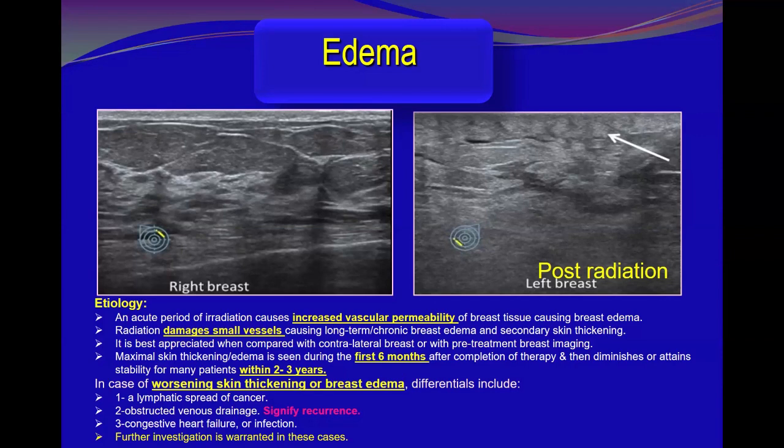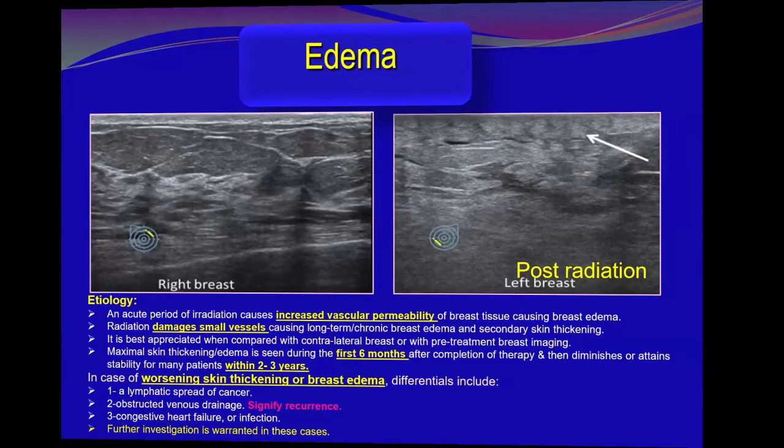So if there is worsening in the skin thickening or in the breast edema after 6 months, then we have to do a workup, because of the differential diagnosis. If it is not due to a systemic cause like heart failure or renal problem, or due to local infection mastitis, it might signify recurrence, and it could be related to lymphatic spread or obstructed venous drainage. So we have to investigate the patients and make sure there is no recurrence.